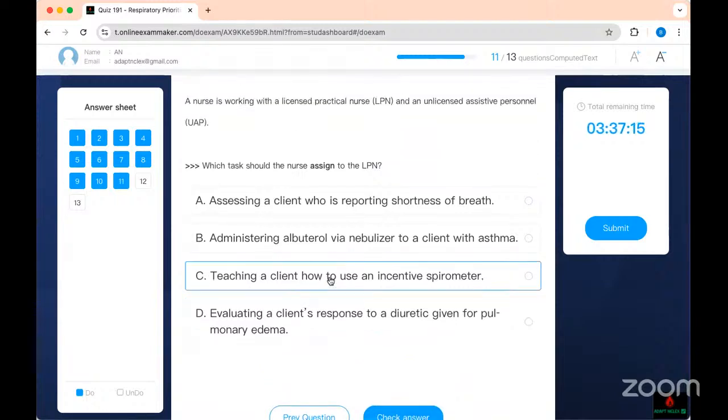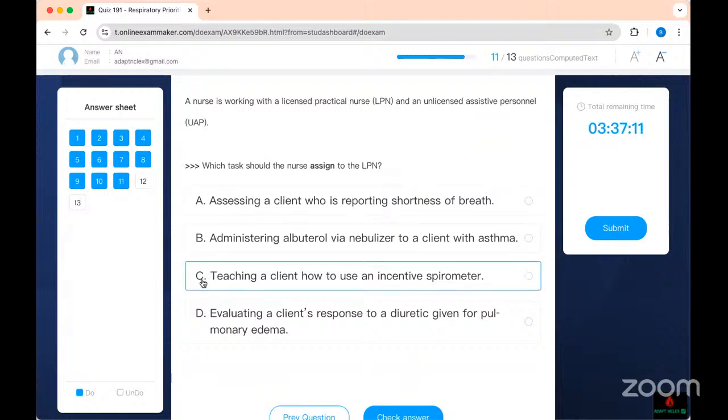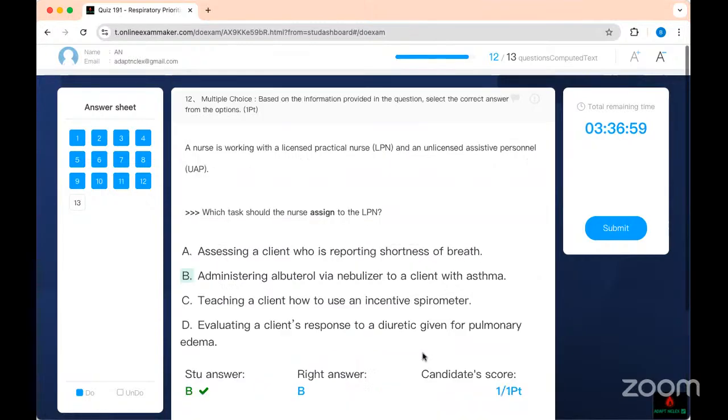You know, the LPN does not do assessment, so this is gone. The LPN does not provide any teaching. They can reinforce the teaching. The LPN does not evaluate the response, as this requires some form of assessment. They can give medication without any problem.